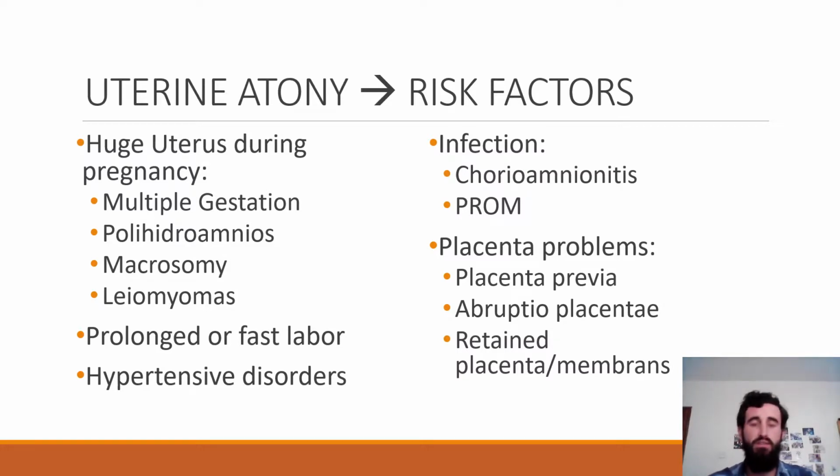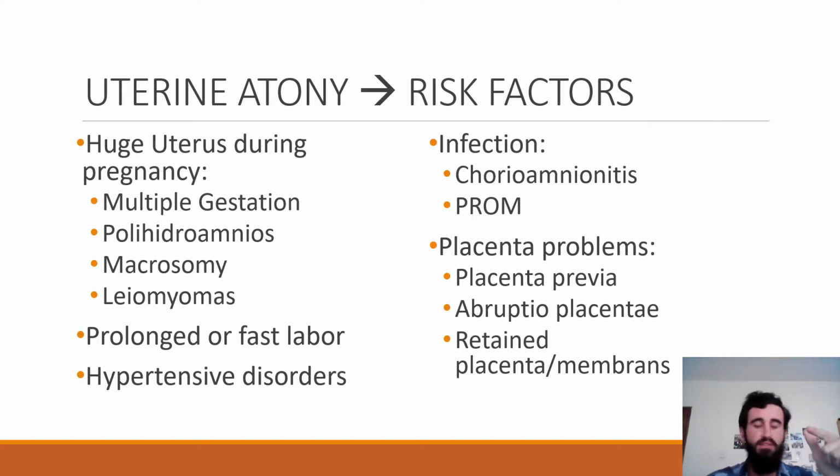The risk factors of the uterine atony, we can divide into main causes. First is the huge uterus during pregnancy, or the abdominal distension, the uterus distension, caused by multiple gestation, twin pregnancy, polyhydramnios, macrosomia, leiomyomas, etc. Another risk factor is prolonged or fast labor.